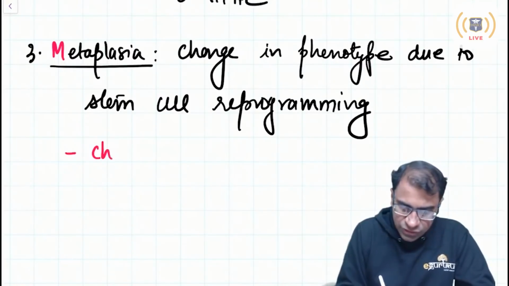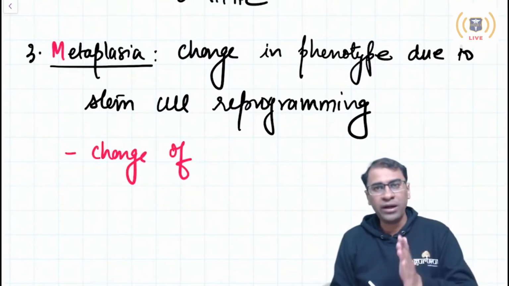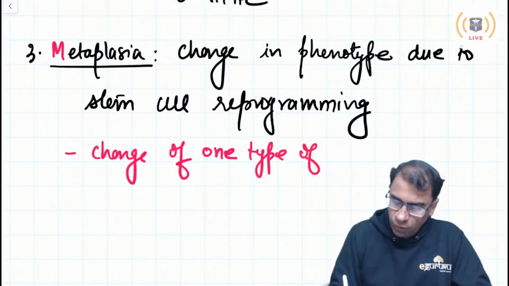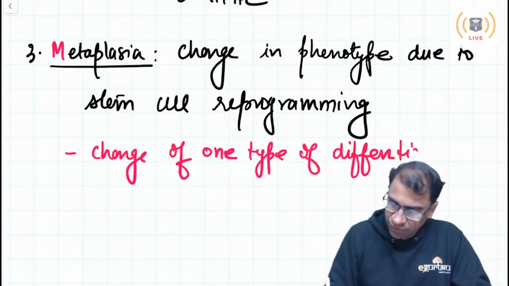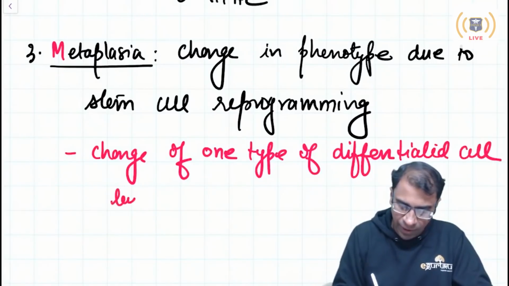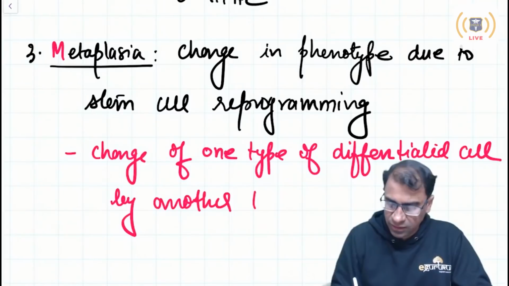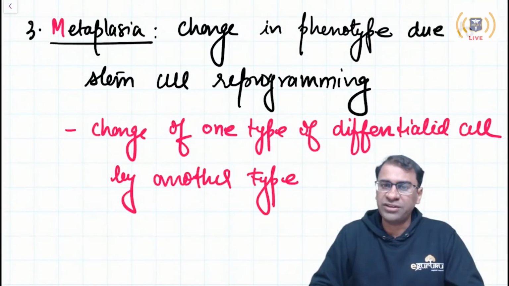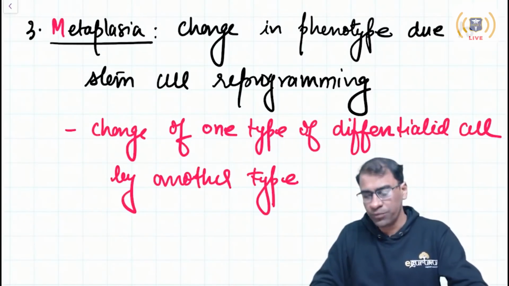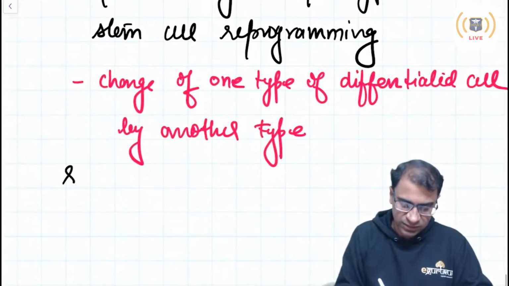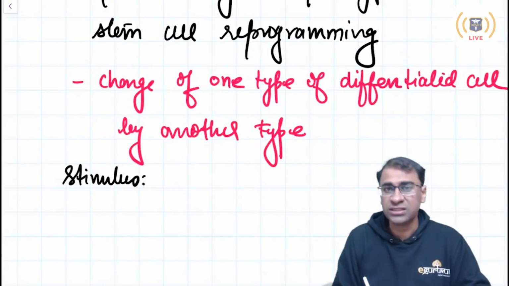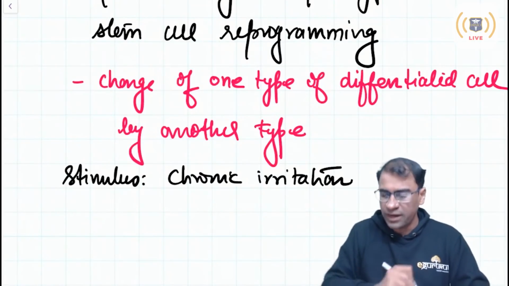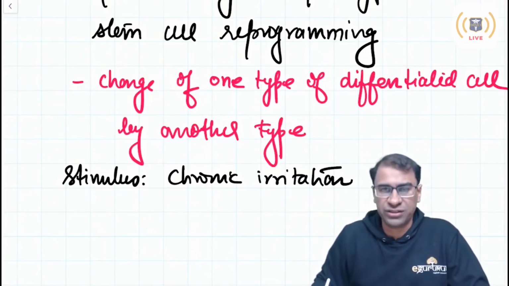In other words, it is the change of one type of differentiated cell by another type. The reason for this is stem cell reprogramming. Let's talk about this separately also. What is the basic stimulus? Why does it happen? The stimulus for this is actually a chronic irritation.